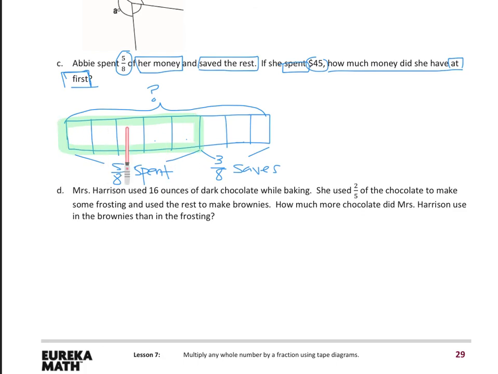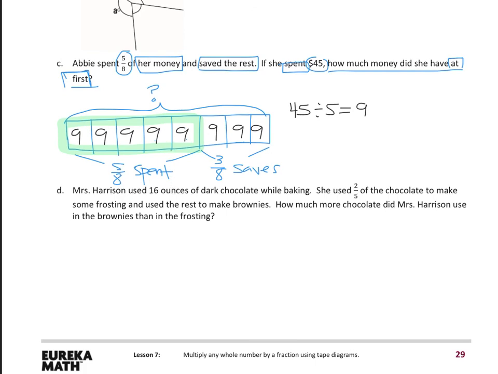And so now we can figure out what each box is by dividing 45 by those 5 boxes, and that would give me 9. 9 plus 9 plus 9 plus 9 plus 9 would give me 45. And we fill in the rest. It looks like if I took these 3 9s, or 9 times 3, or 9 plus 9 plus 9, that would be 27. So she saves $27.